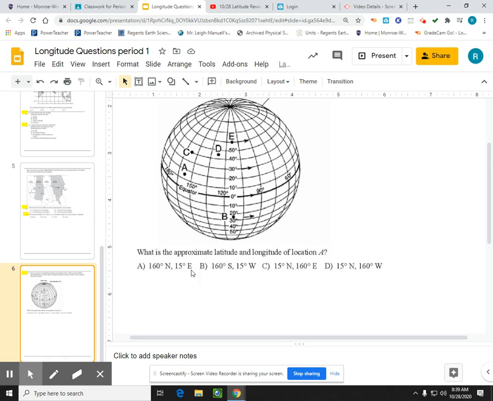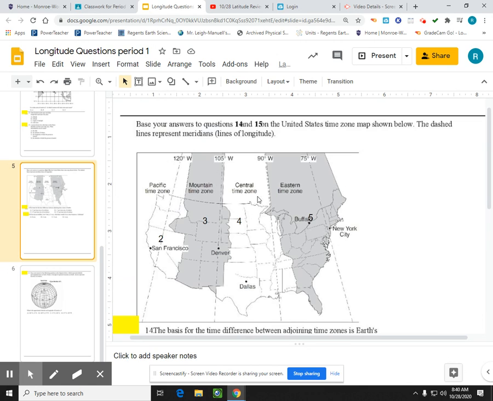And the last question we have here is what is the approximate latitude and longitude of A? And for A, if we look over here, A is about 15 degrees north. And looking at the numbers we have here, there's 120, 135, 150, 165. So it's got to be somewhere around 160 west. Put it all together, 15 degrees north, 160 west gives us letter D as our answer for that.